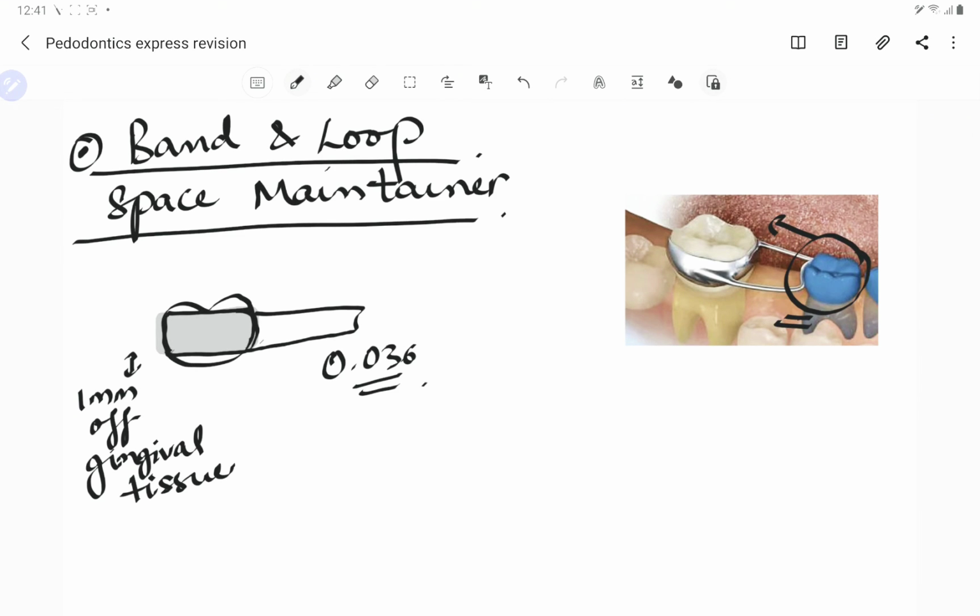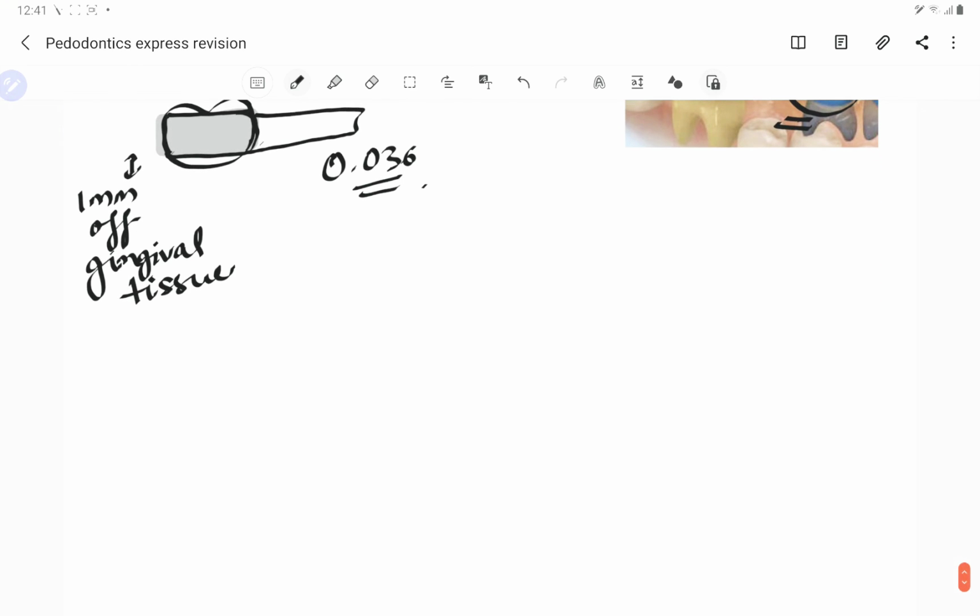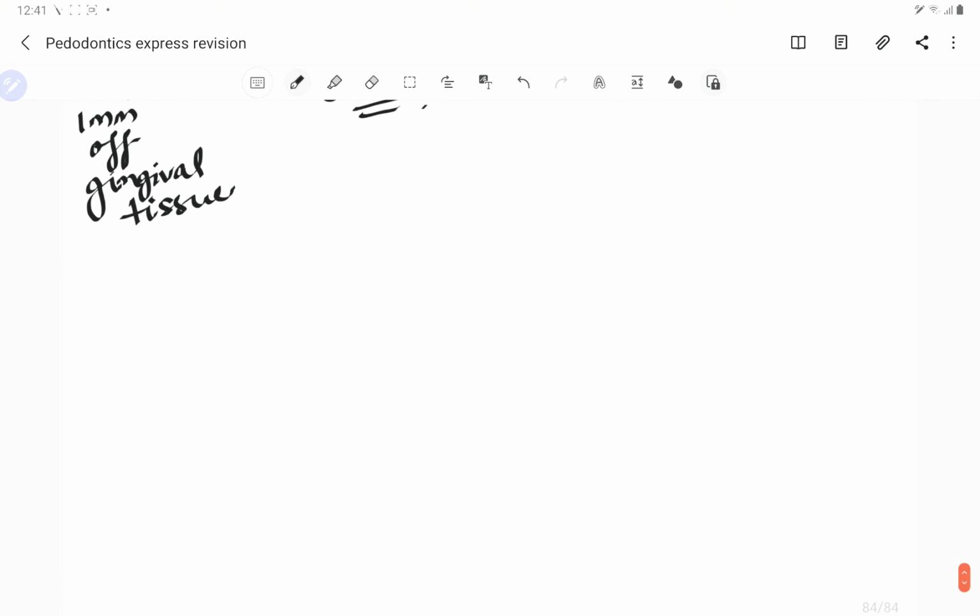We are placing a band, and this band is placed 1 millimeter from the gingival tissues, but it should rest against the adjacent tooth contact point. We have placed a loop on this band, and this loop is soldered to the band, providing enough space for the eruption of the permanent teeth. So this is the band and loop.